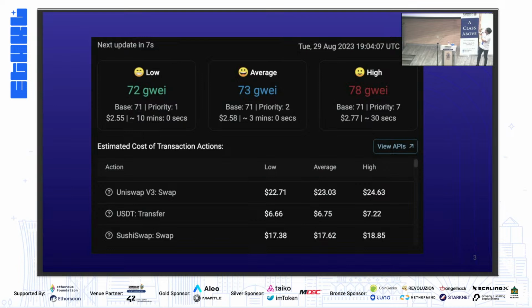One thing I want to stress is that if you perform a simple swap on Uniswap, you could easily spend $25-ish, $23. If you want to return your friend the money they spent on coffee, which is like $3, you're paying $7, $6 for a simple USDT transfer. So your transfer is basically more expensive than 2 cups of coffee. What does it mean? It means it doesn't make sense to perform simple, easy transactions on the mainnet anymore.